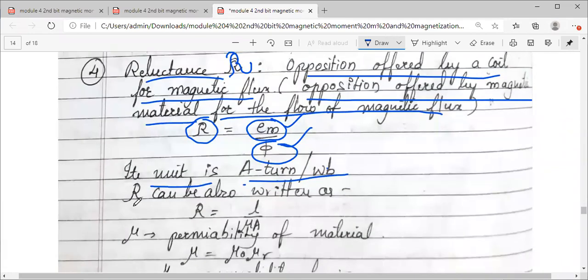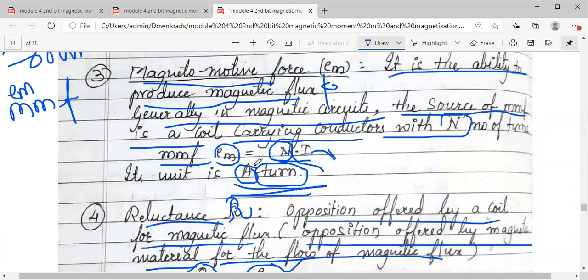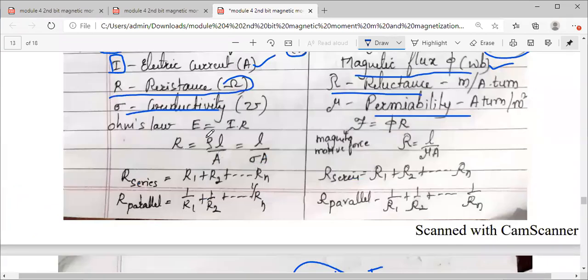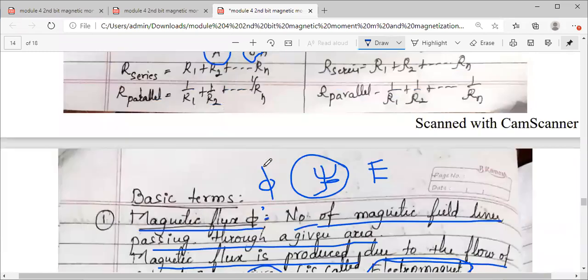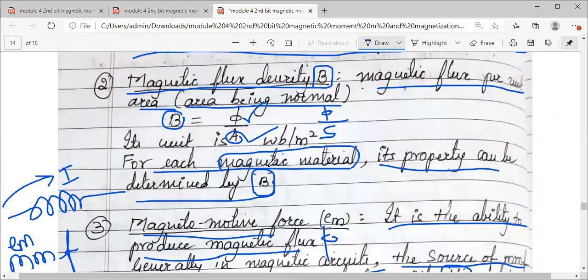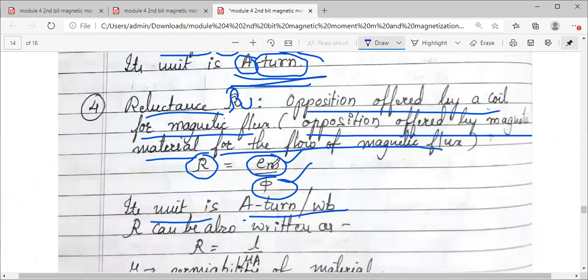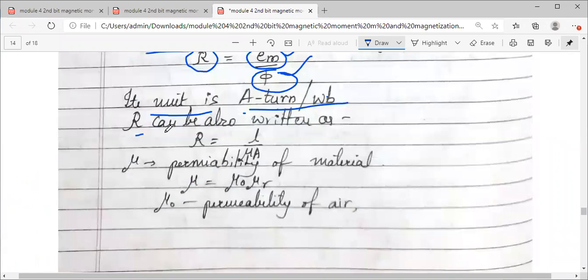We have one more equation, how we write resistance in terms of rho. We know that R is the resistance in an electric circuit, and R can also be written like this, rho L by A. Rho is the resistivity, or sigma is the conductivity. Similarly, reluctance we can also express in other forms. This reluctance R can also be written as L by mu into A.